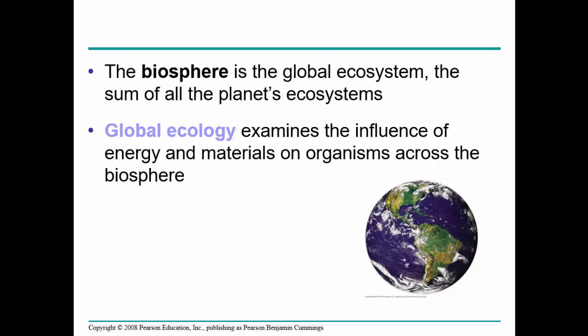This is the biggest one, the biggest level in ecology: the biosphere. The biosphere is actually the global ecosystem. I mean, it's the total of all ecosystems on the earth or the globe. The study of that we call global ecology, or ecology of the globe. Okay, so global ecology.